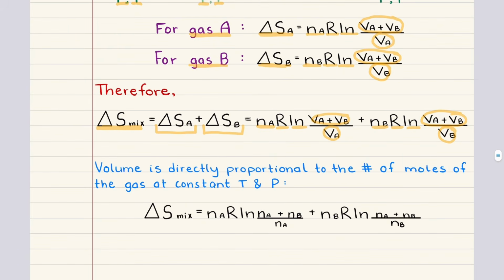Now, let's simplify this expression. So at constant temperature and pressure, the volume of an ideal gas, that's going to be directly proportional to the number of moles present. That means Va is proportional to Na, and Vb, that's proportional to Nb. So we can go ahead and replace the volume ratios with mole ratios. So doing that gives us delta S mix equals Na times R times the natural log of Na plus Nb over Na, plus Nb times R times the natural log of Na plus Nb over Nb.